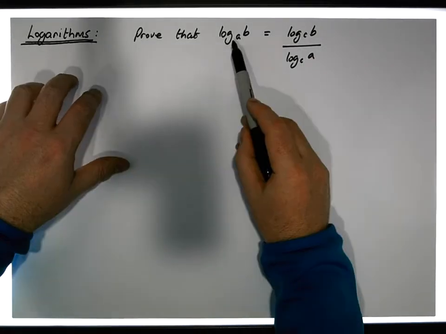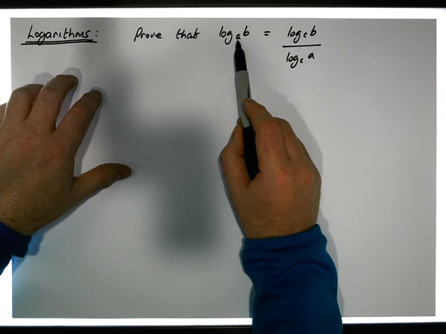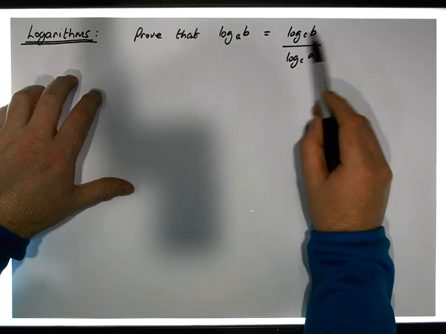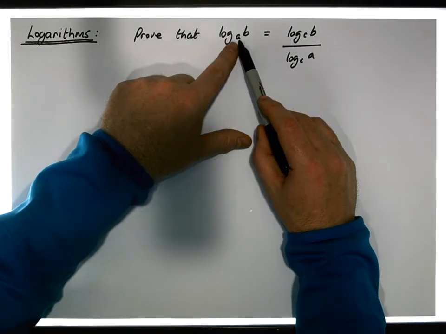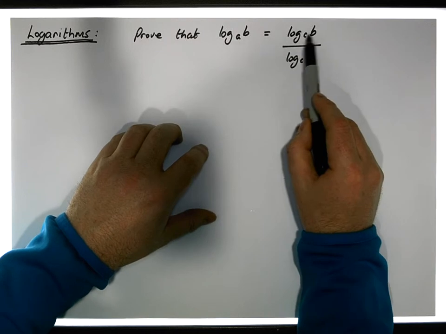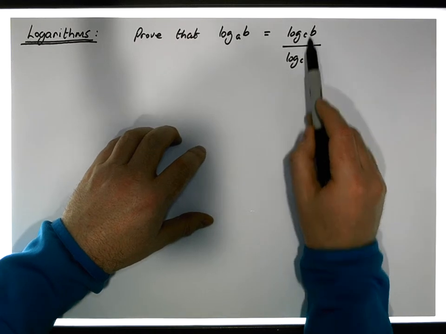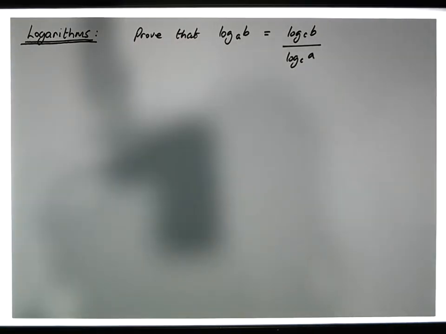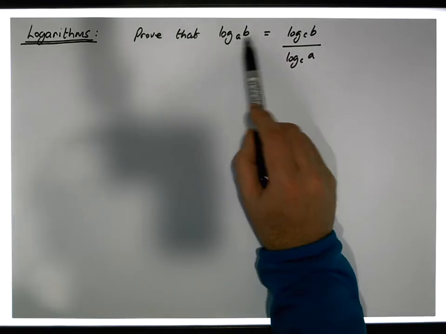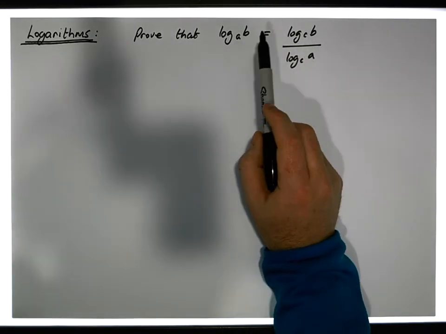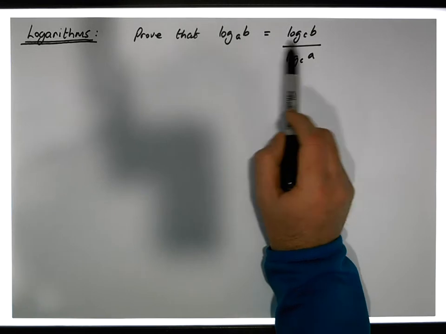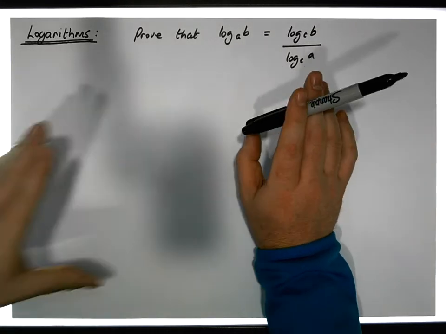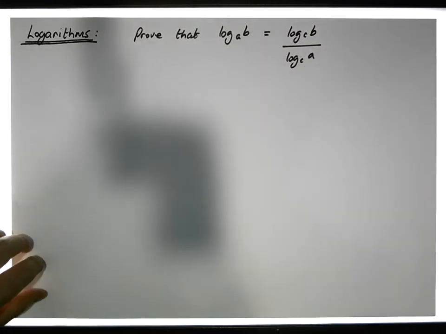It allows us to calculate a logarithm to a particular base in terms of the previous base, but to a different base. So it allows us to convert across bases. For example, I could convert from base 10 into base 2, or I could convert from base 10 into base e. I can do whatever base conversion I want by using this particular formula.